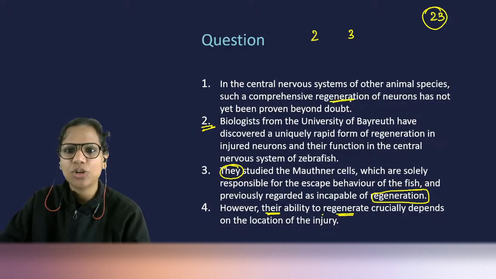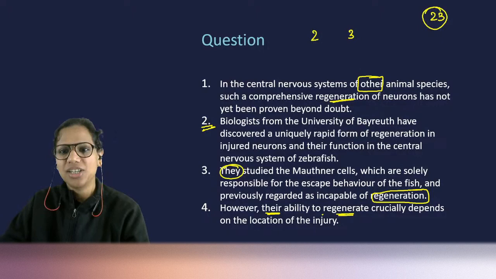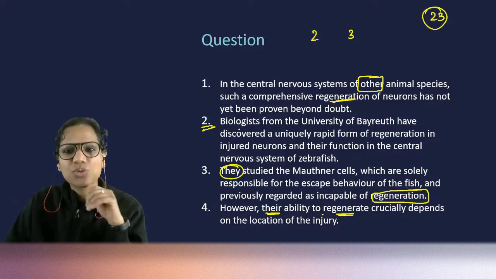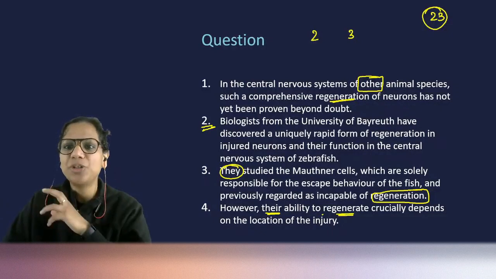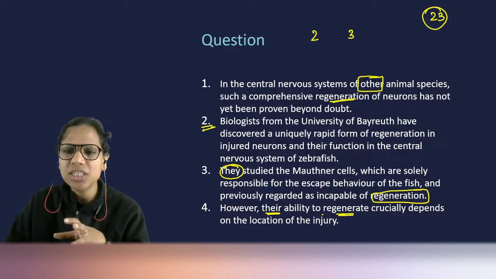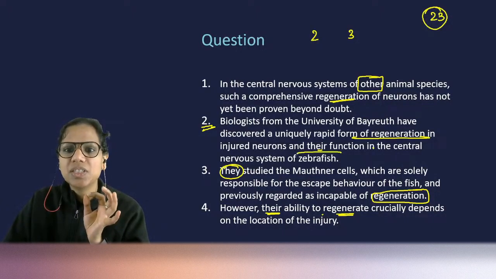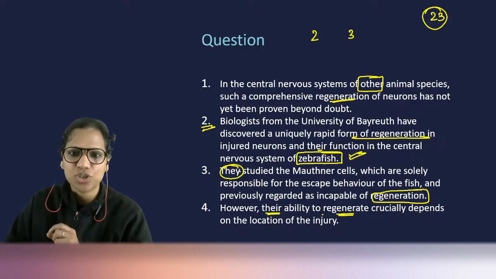But here also I talk about regeneration. So I need to decide. But again, one thing that I notice, a grammar-based clue, we are talking about other animal species in one. Yes, other. So let's read it. Let's find out who is the animal species who's being discussed here. So biologists have discovered a uniquely rapid form of regeneration in injured neurons. And their function in the central nervous system of zebrafish. So we are talking about zebrafish.